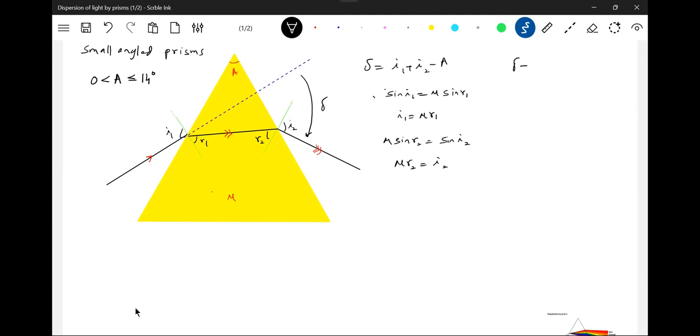Substituting all these things, deviation is equal to I1, which is mu R1, plus I2, which is mu R2, minus A. So mu times R1 plus R2, and what is R1 plus R2? That should be equal to A. So this will become mu minus 1, times A.